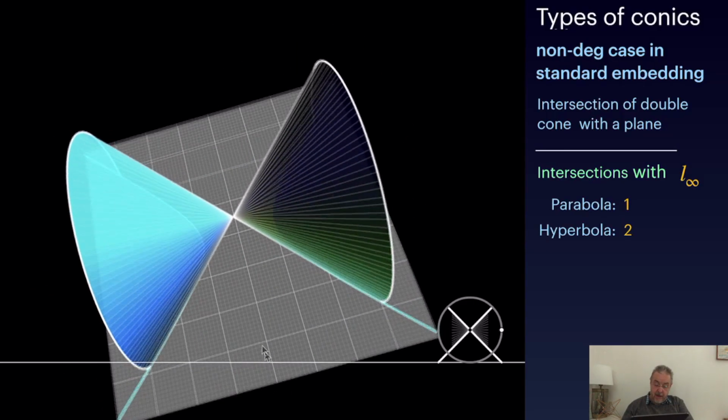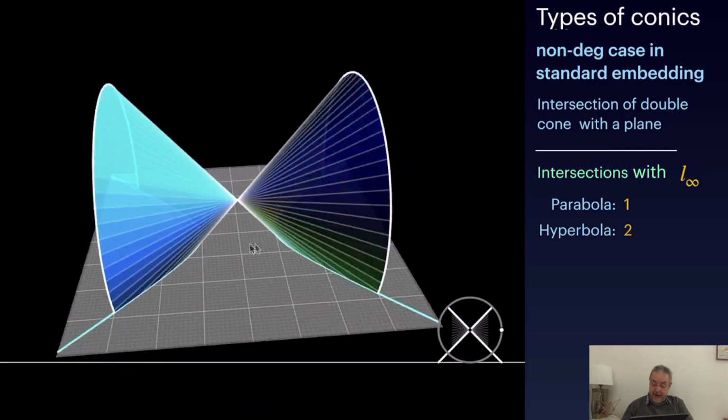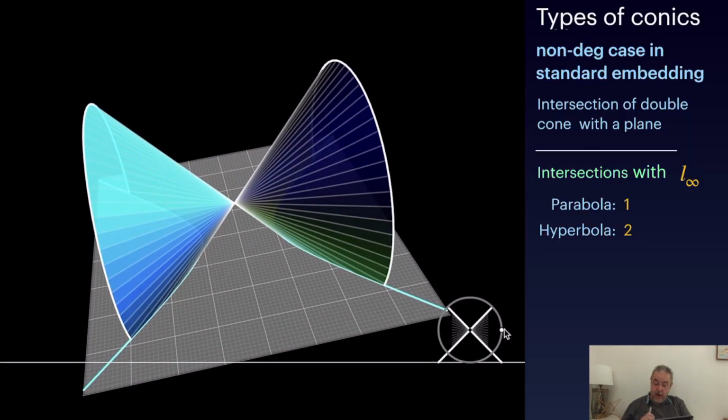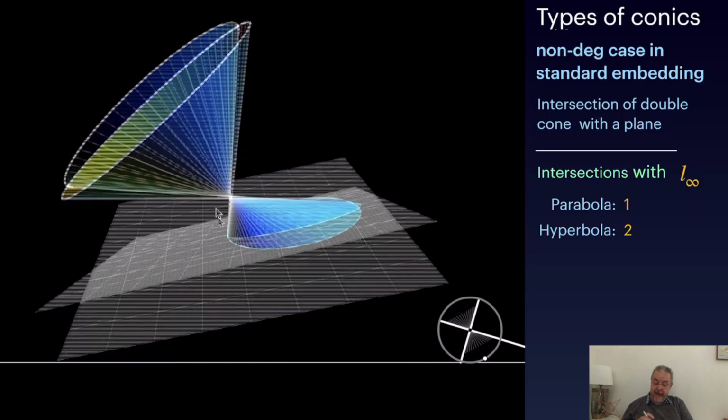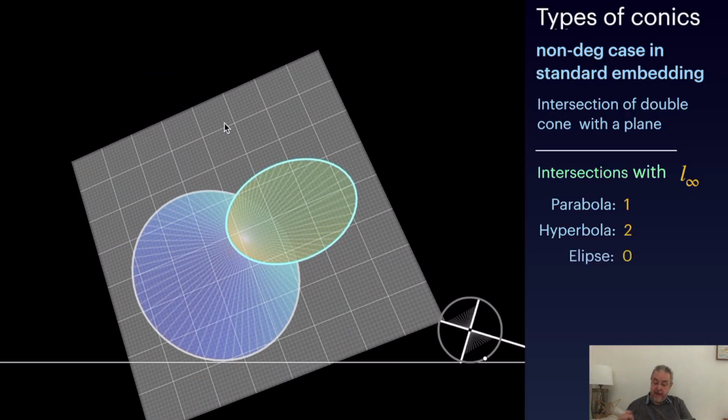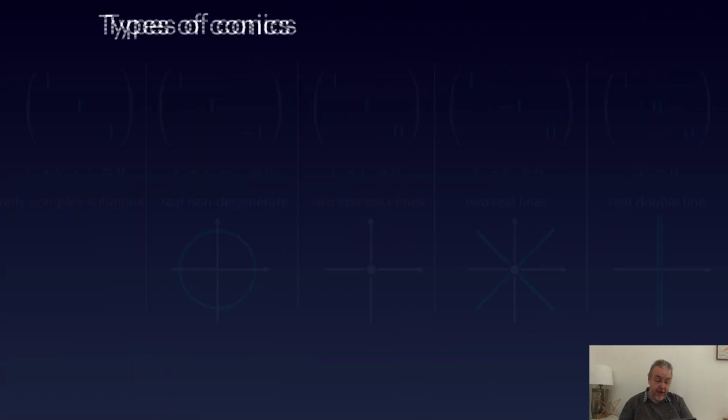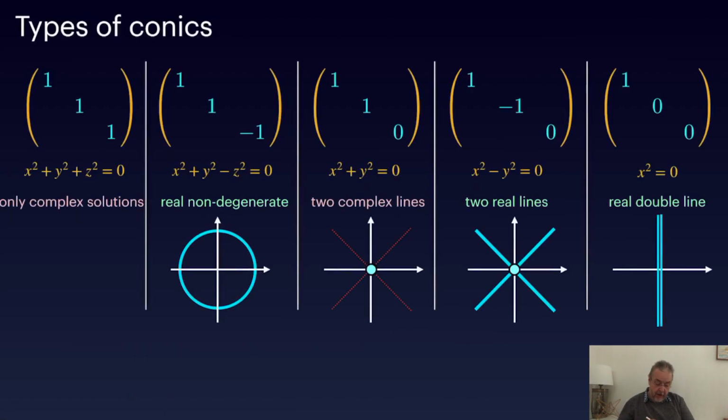So here you see the hyperbola from the top perspective, and guess what? If you rotate further, you get a curve that does no longer intersect the line at infinity, and this is an ellipse. So if you take this picture, it's a kind of sub-classification for the standard embedding of the real non-degenerate case. So this just corresponded to this one part in our diagram where you had the entries 1, 1, minus 1.